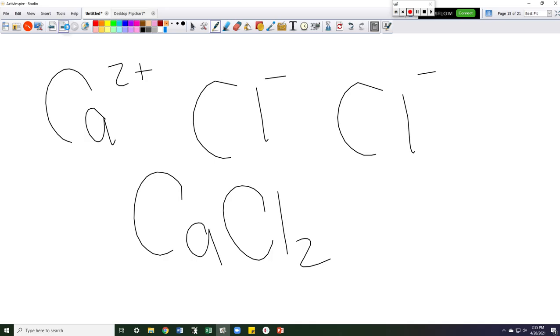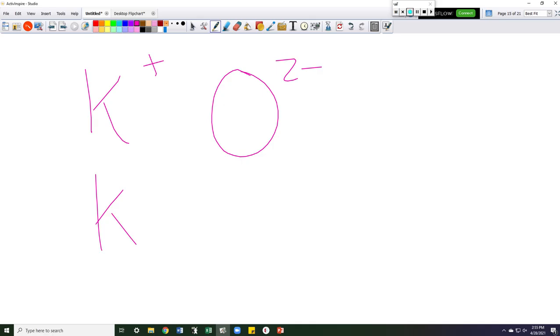Let me show you one more. What if I have potassium? It's 1+. What if I try to pair it with oxygen? Oxygen's a 2 negative. Is that thing neutral? What is it currently? So how can I make it neutral? Add a potassium. So what would the chemical formula for that thing be? K2O. Now does it make sense where the subscripts come from? So the subscripts are only used to make it neutral, not anything to do with the bond type. We okay with this idea?